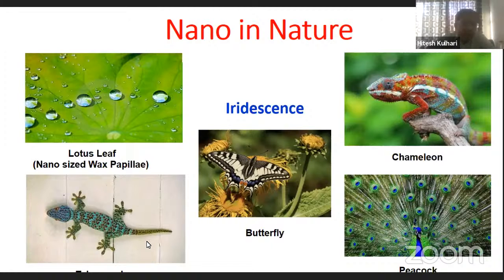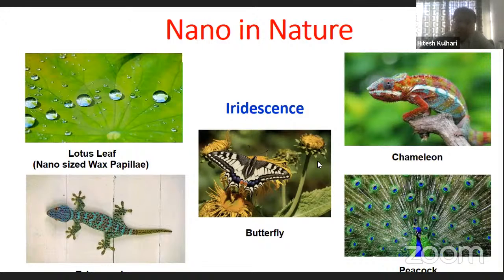Similarly, there is the Tokay gecko. It is a type of lizard which has setae in the micron size, but later it was studied that these setae present in this lizard have nanometer-scale projections. Those nanometer-scale projections help the lizard to stick to a particular surface. So those projections are also in the nano size.